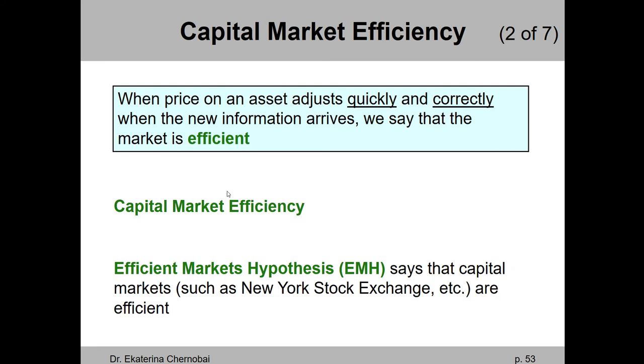We say that the stock market is efficient if, when something new happens that affects the stock, the price adjusts quickly and correctly when that new information arrives. That's the capital market efficiency. And the so-called efficient market hypothesis says that the capital market, such as the New York Stock Exchange, is efficient. Some researchers out there believe in it, others do not. Those who do not say that when something new comes in, people sometimes overreact or don't fully understand the implication of that big news, big announcement, and so the prices do not reflect that accurately.